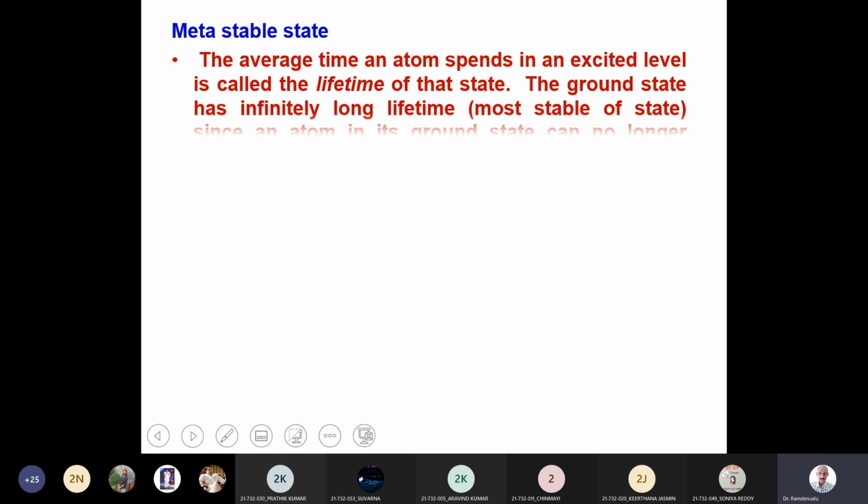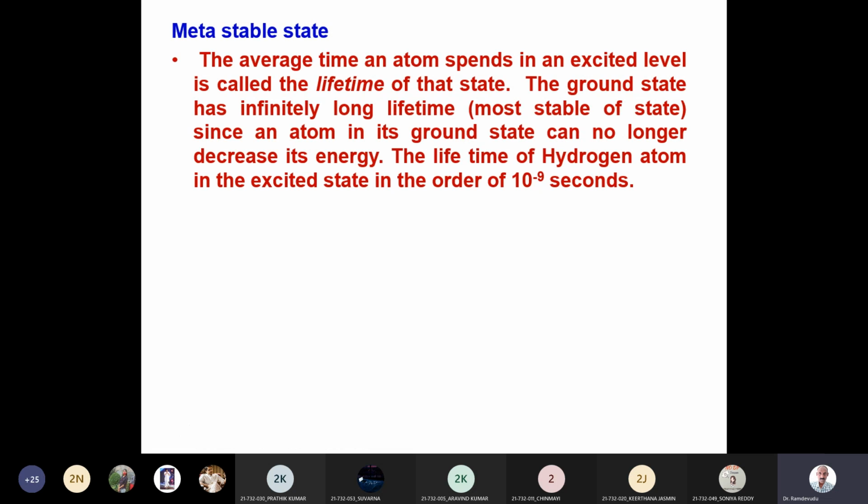Now we have already defined what a metastable state is. The average lifetime the atom spends in an excited state is called the lifetime, tau, as we generally call it. And the ground state has infinite lifetime. That means because it's a more stable state, the atom lives there only, and there is no other state lower than that energy level for the atom to go down. Therefore, it will be there. And the lifetime of hydrogen is 10 to the power minus 7 seconds.